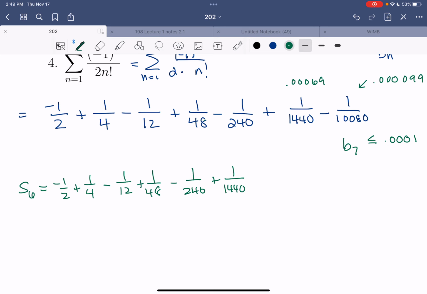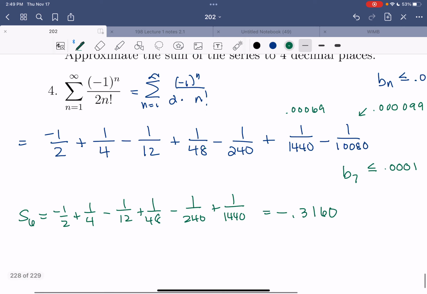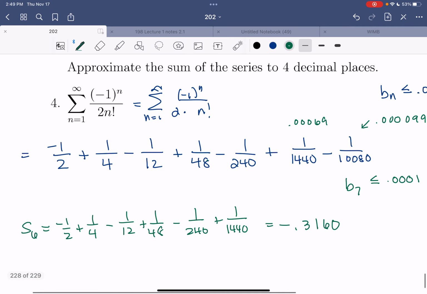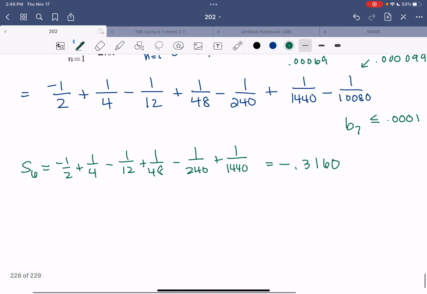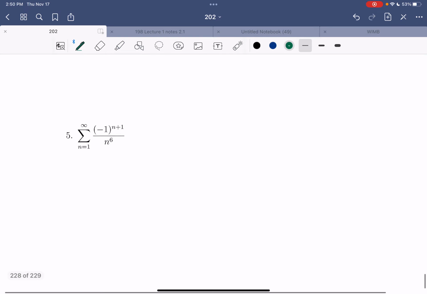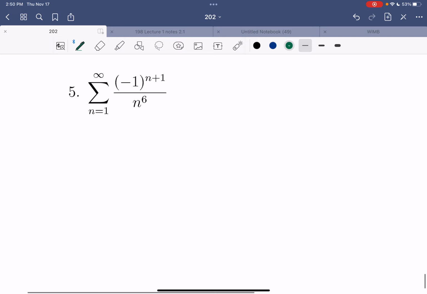And I get negative 0.3160. It's rounded to the 4th decimal place. Let's do one more of those.